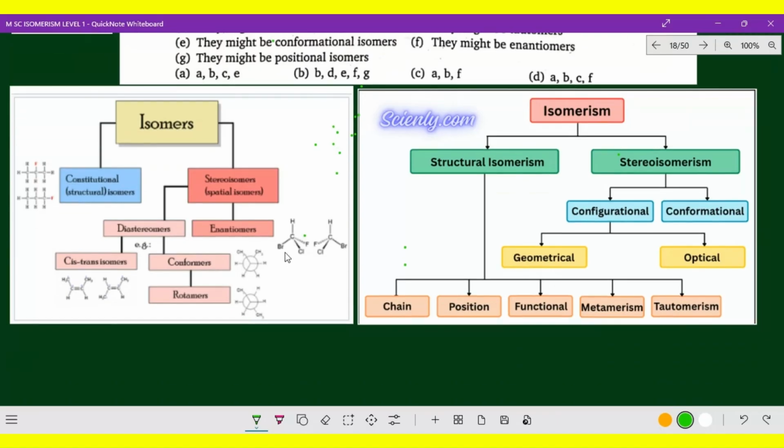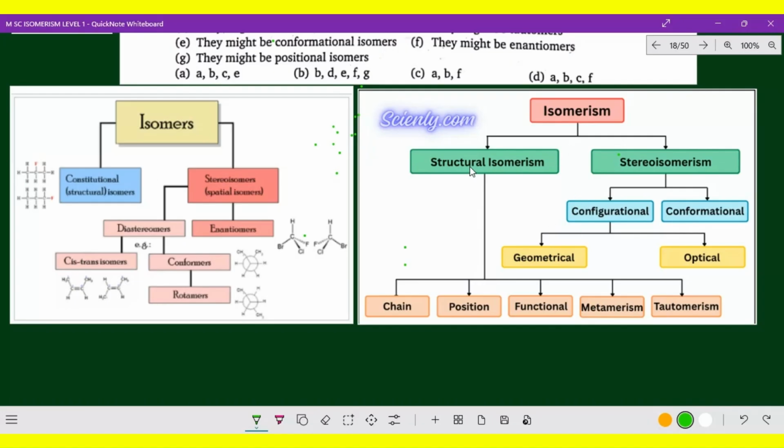I brought those two pictures so that you will get the complete idea. Isomers are divided into two main types: constitutional isomers, that is structural isomers, and stereoisomers, that is spatial isomers. The spatial isomers are shown in this picture. Here, diastereomers are divided into two categories, cis and trans isomers, and conformers and rotamers, whereas here we have enantiomers. Here you will get a very clear idea.